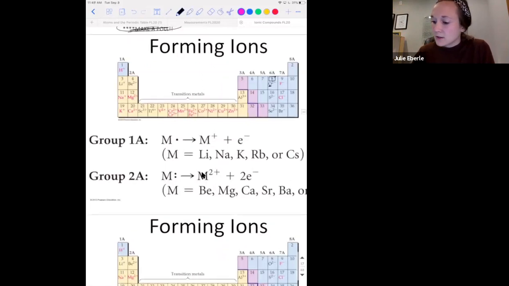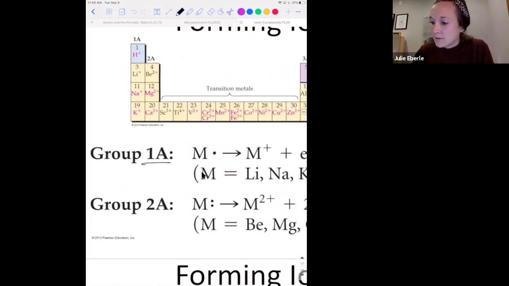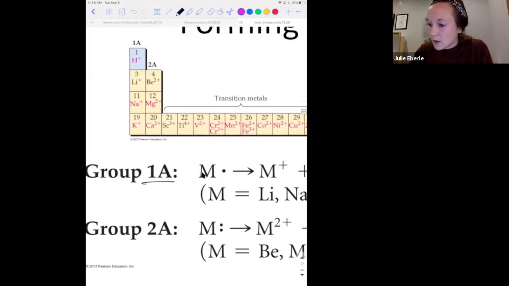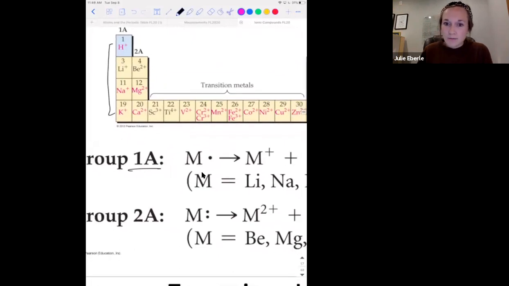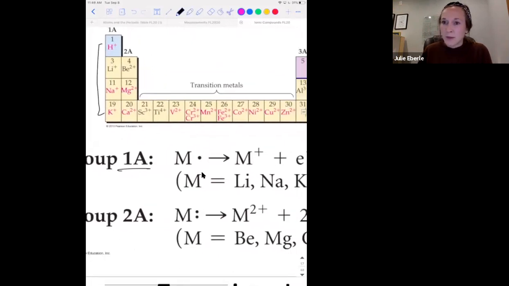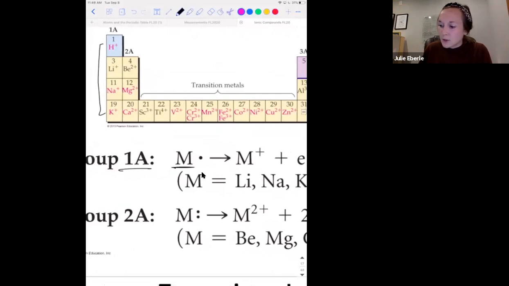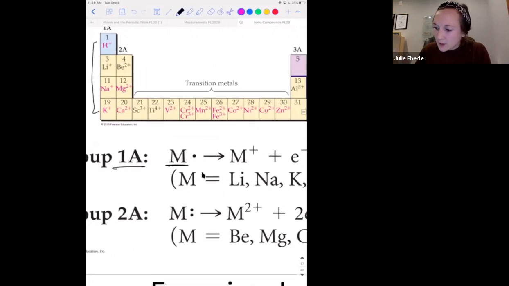So let's look at this. Main group 1A, right here. Notice all these elements, they have a +1 charge. Why? They all are metals except for hydrogen. Hydrogen is the exception here, but your main group 1 metals, so we're using an M to abbreviate whatever metal we're talking about. Here's its electron dot structure. We have 1 electron, okay?